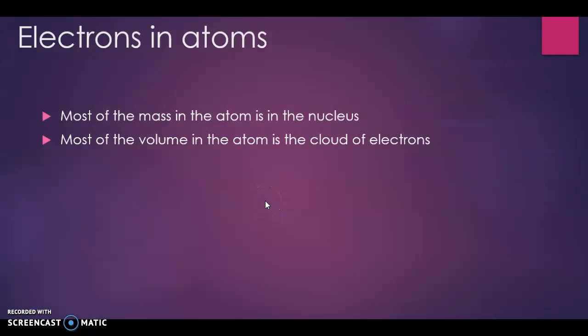Okay, so most of the mass is going to be in the nucleus. In fact, it's a really tiny mass, but it's still where the mass of the atom is. Protons weigh hundreds of times more than an electron does. And same with neutrons, they weigh about the same. But they are so much larger than the electrons. And then most of the volume is going to be taken up by that cloud of electrons.